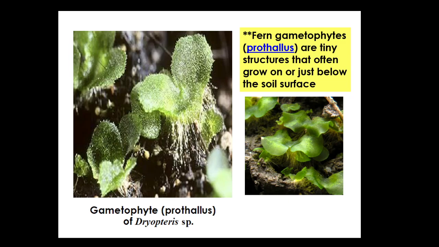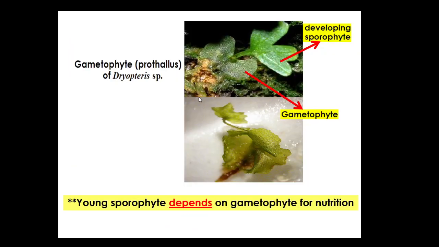Ini yang betul-betul zoom ni baru nampak. Okay, so these are very tiny. They form a prothallus, which is almost a thallus shape, but not really. So it's kind of like a love. Okay, so this is on the Dryopteris species.